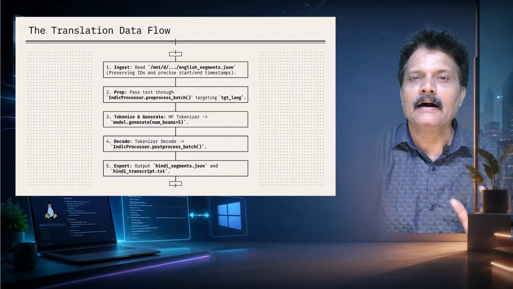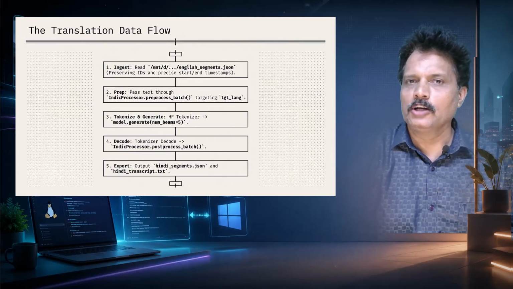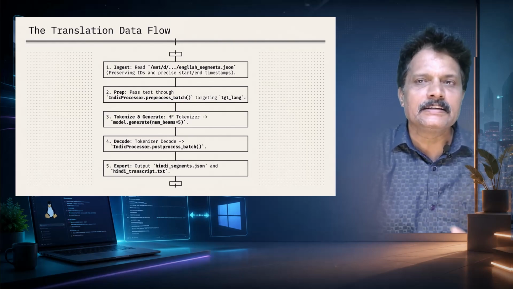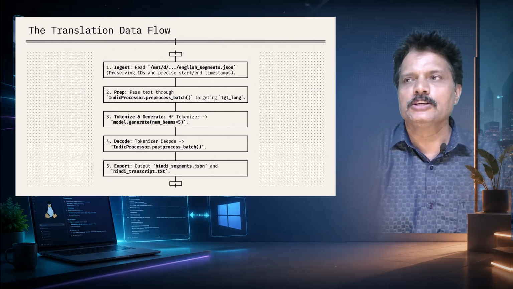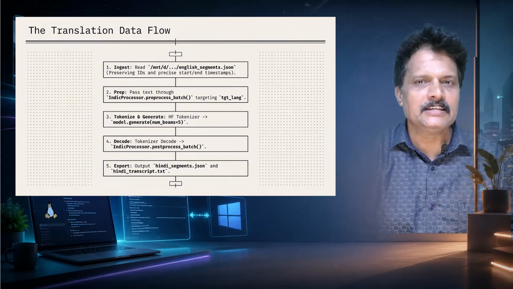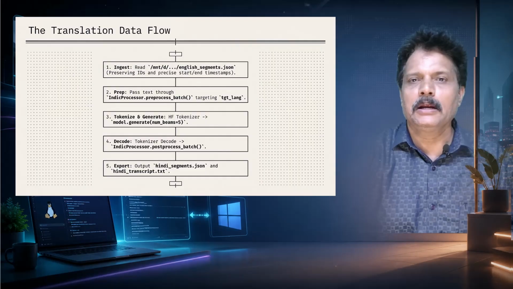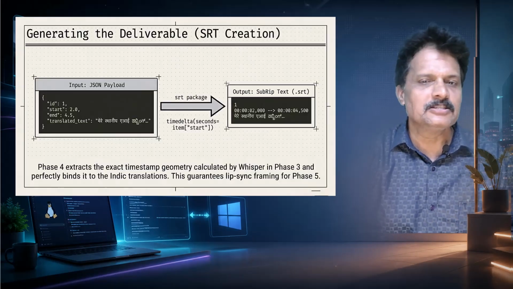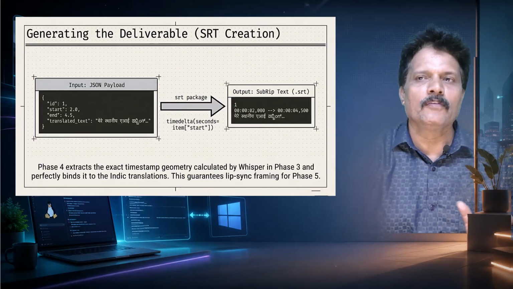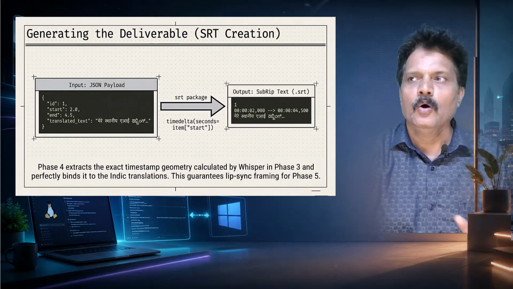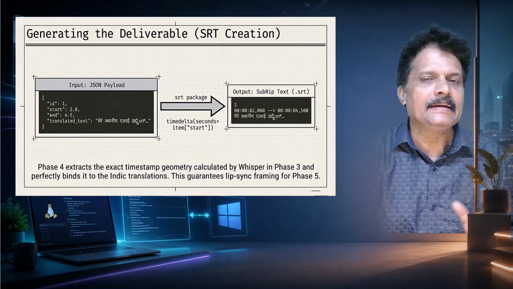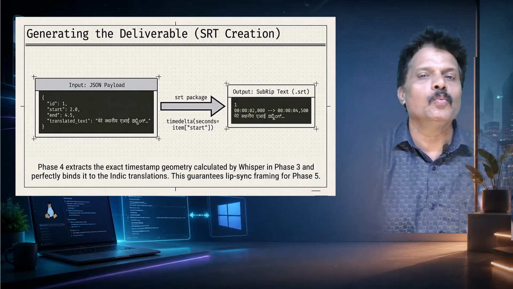The pipeline reads the English segments.json file generated in phase 3, translates each timestamp segment and produces translated output such as Hindi_segments.json, Hindi transcripts.txt and Hindi subtitle.srt. This ensures that the original timing of the audio or video is preserved while making the content ready for multilingual subtitle generation and future voice synthesis.